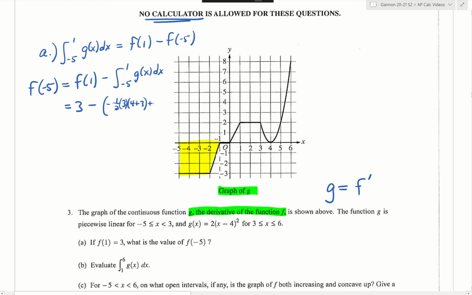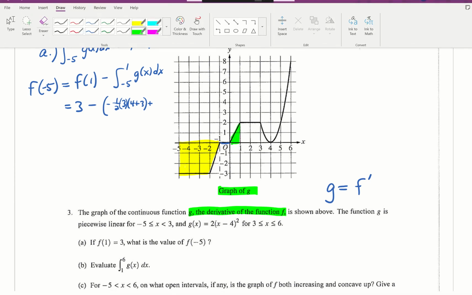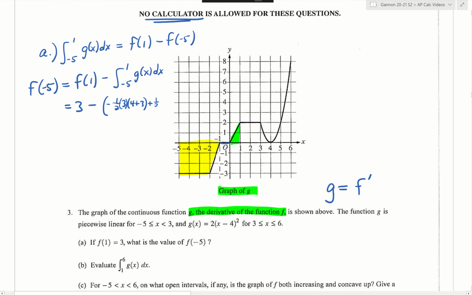And then to that, we're going to add, well, this is going to be 0. But we have to add this area right here, which is the area of that triangle, to get to 1. And when we add that, that's going to be 1/2 of 1 times 2. So again, this is not a calculator active problem, so let's see what we get. We've got 4 plus 3 is 7. 7 times 3 is 21. So that's going to be negative 21 halves, and then plus 1/2 of 1 times 2 is 1.